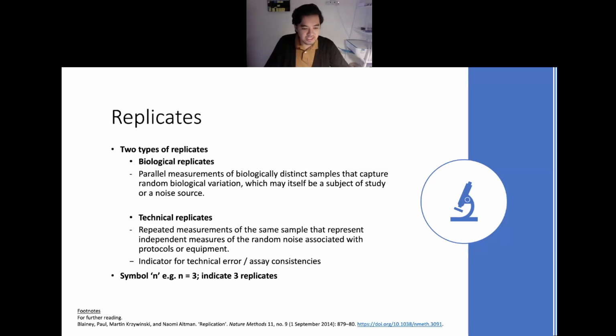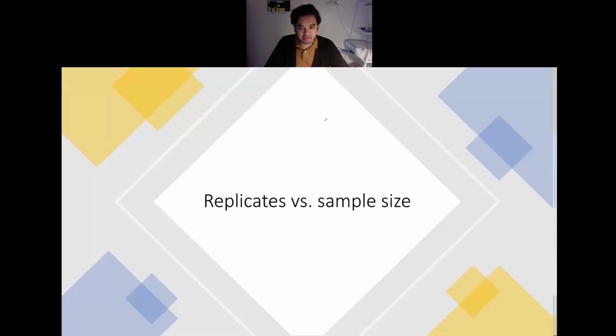Usually, the symbol that we use for the biological replicate, or any form of replicate, is the N symbol. If you have 3 replicates, we use N equal to 3. So, what's the difference between the biological replicate and the technical replicate?